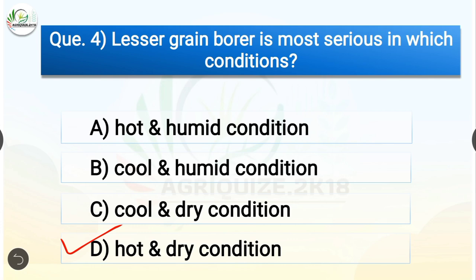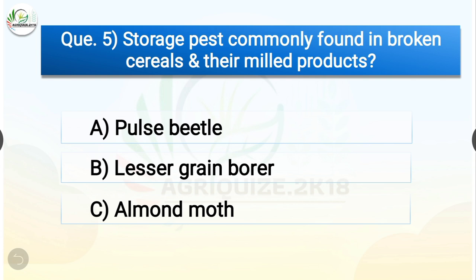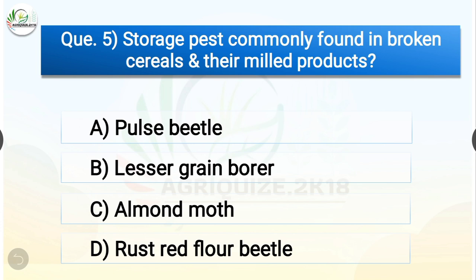Question number 5. Storage pest commonly found in broken cereals and their milled products. The options are pulse beetle, lesser grain borer, almond moth, or rust red flower beetle. The correct answer is option D, rust red flower beetle. So storage pest commonly found in broken cereals and their milled products is rust red flower beetle.